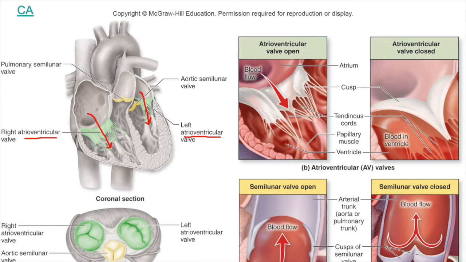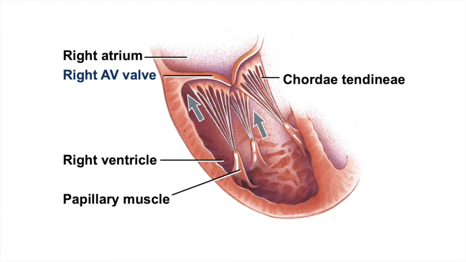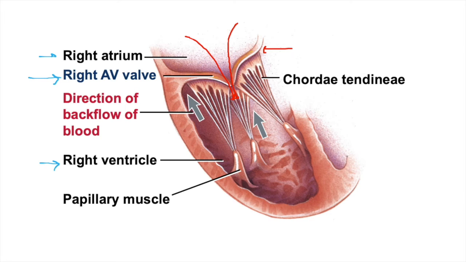Let's take a closer look at the anatomy of these and how these valves work. I'm showing you here the right atrium and the right ventricle. Of course, these are connected by the right AV valve, the right atrioventricular valve. Let's say we have a contraction of the atrium. That is going to force blood through this AV valve into the right ventricle with ease. These flaps of the AV valve are going to open up and blood's going to move on through.